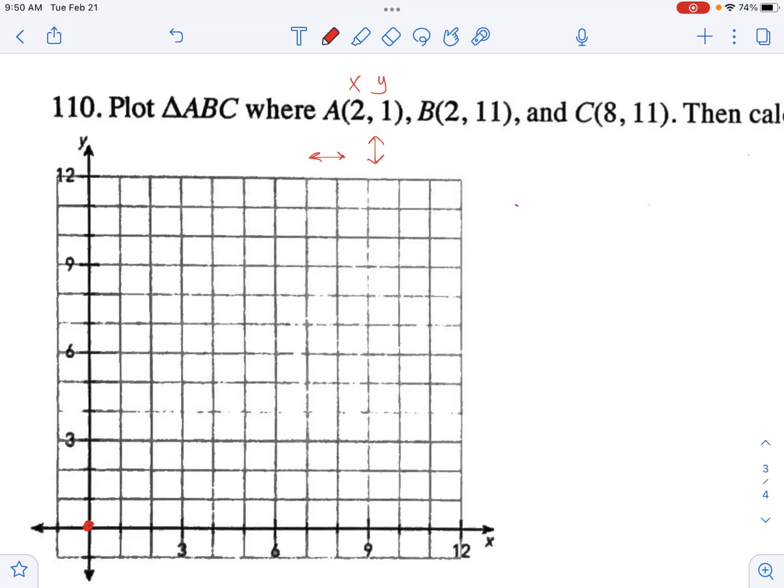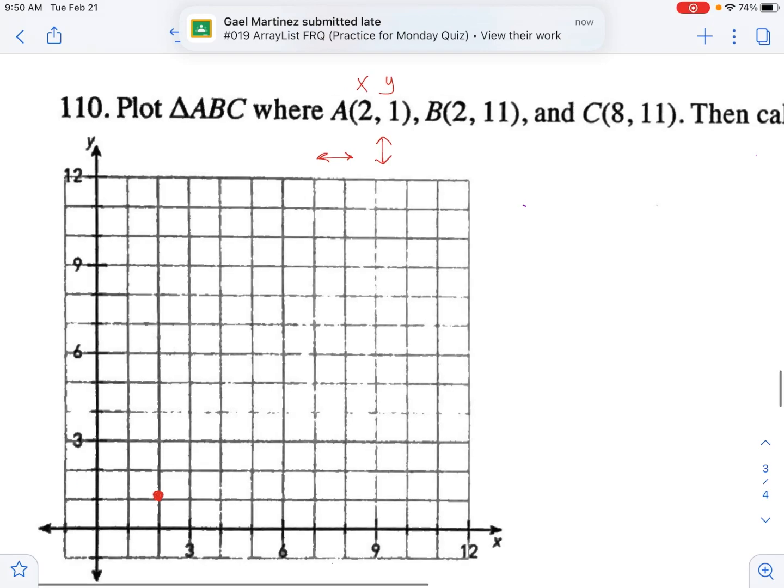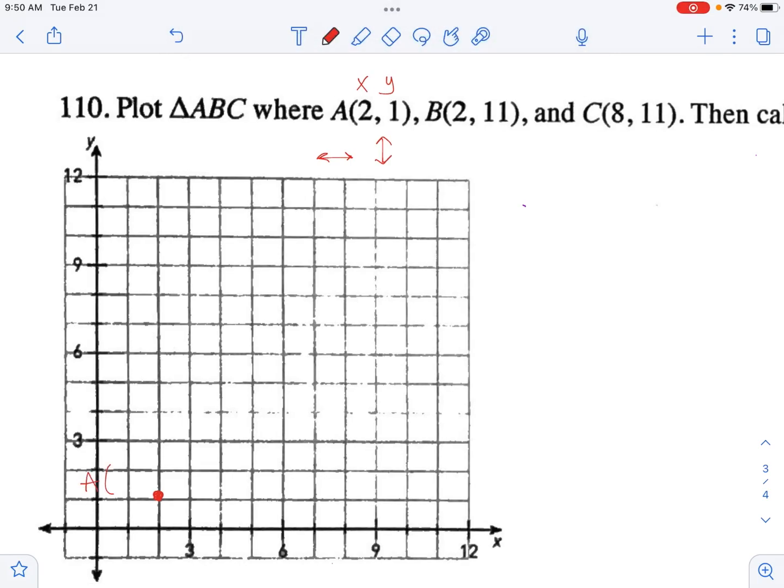So start at the center, which is your origin or 0, 0. And so we're going to go 2 to the right because it's a positive 2, and then we're going to go up 1. So this should be point A. I like to label my points, so I'm going to say that's A at 2, 1. Then we've got B at 2, 11.